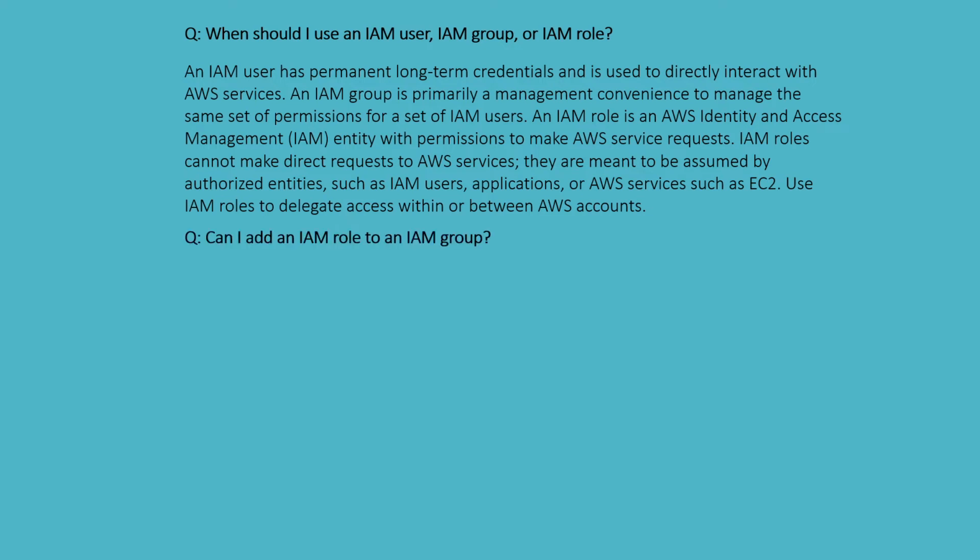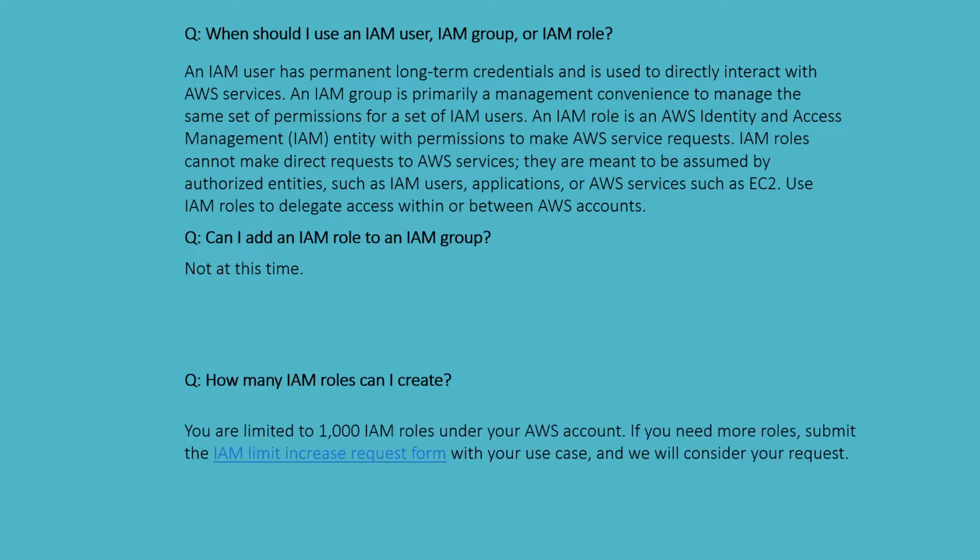Can I add an IAM role to an IAM group? Not at this time. How many IAM roles can I create? You are limited to up to 1000 IAM roles under an AWS account. If you need more roles, you can submit the form to describe your use cases, and we will consider your request.